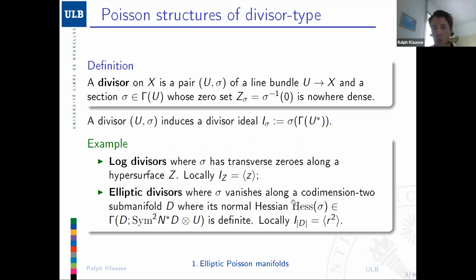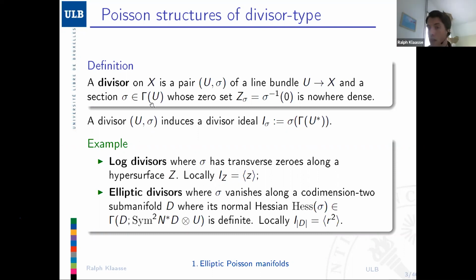However, for the elliptic ones, because it's codimension 2, and you can have more complicated examples where you take products and all sorts of things can happen, it's not necessarily true that just the 0 set determines everything. So you can have several same submanifolds D with different elliptic divisor structures on them. So it's really a little bit more information than just the 0 set. But of course, the ideas are very similar.